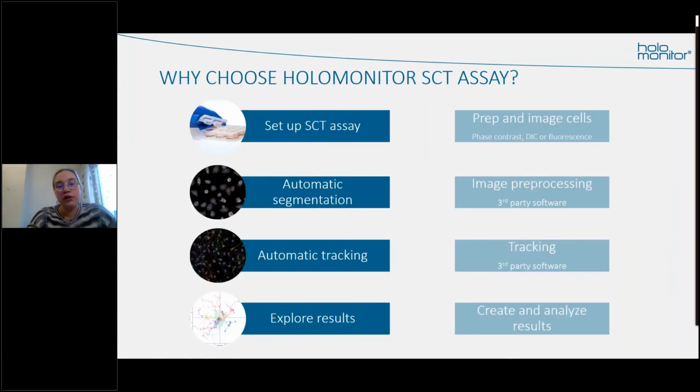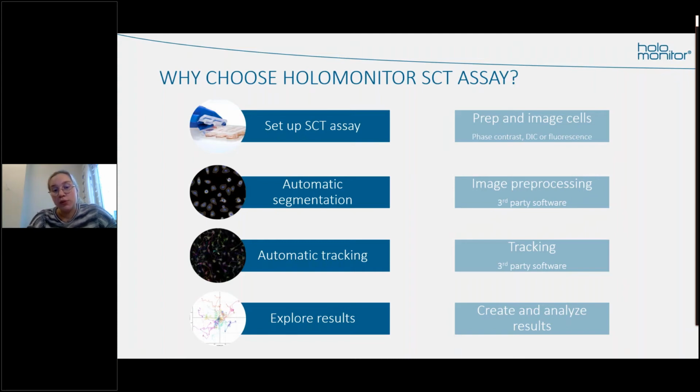So, compare general single cell tracking and HoloMonitor Single Cell Tracking Assay. With the HoloMonitor Single Cell Tracking Assay, you don't require any preparation of the cells, and it's completely non-invasive. The imaging is set up in user-friendly software that guides the user through the setup. Once the imaging is complete, the cells are segmented and all cells are tracked automatically, which means there is no need to transfer your images to third-party software.